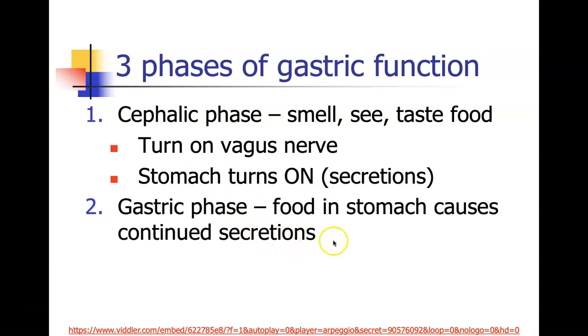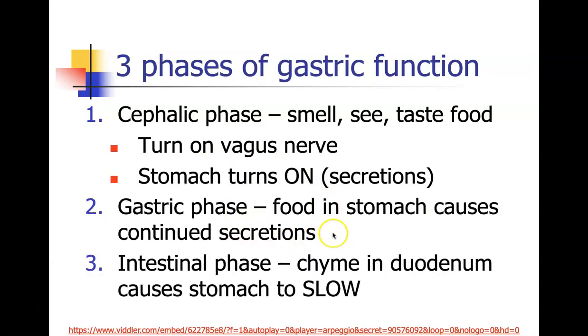That causes more secretions. And in the intestinal phase, the chyme in the duodenum causes the stomach to slow. So cephalic phase and gastric phase, we are ramping up and using the stomach to make acid there. And then when food moves into the intestine, that's the intestinal phase where you're going to turn off stomach acid so as to not damage your tissues.